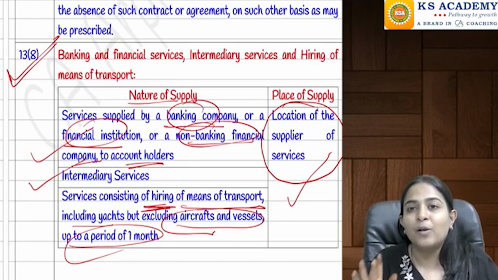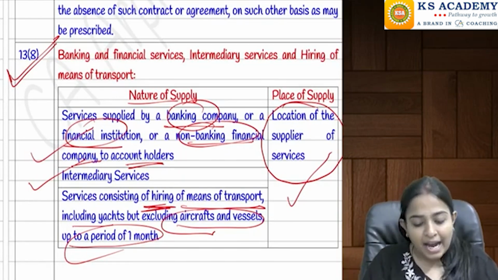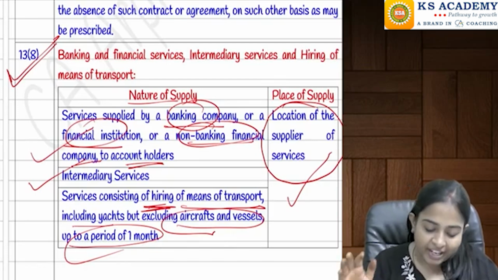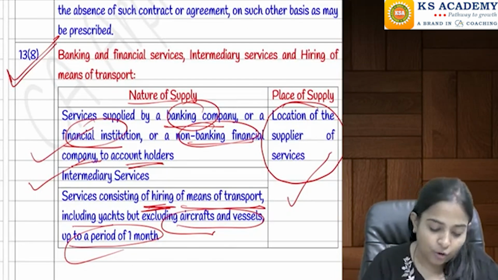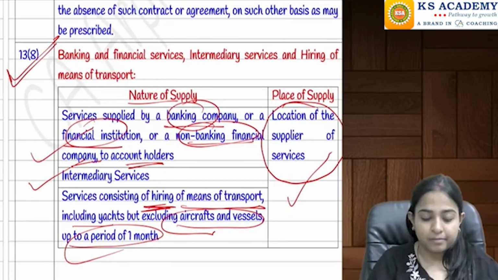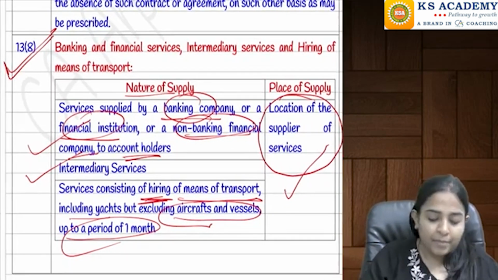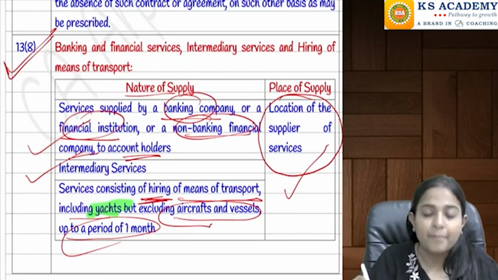Place of supply will be the location of the supplier of service. Are you clear with this? Wherever the supplier is situated, that will be considered as the location of the supply, that will be considered as the place of supply. Yes, just remember this, it is very, very important and can be tested in the exam also.